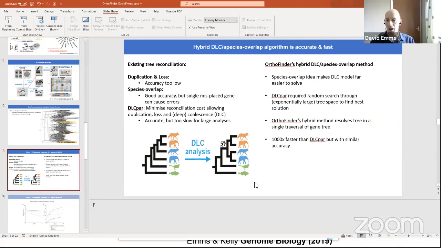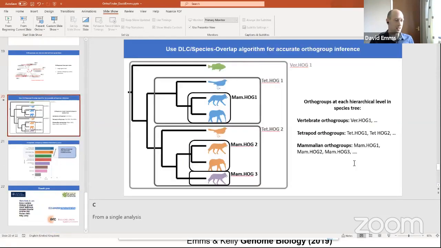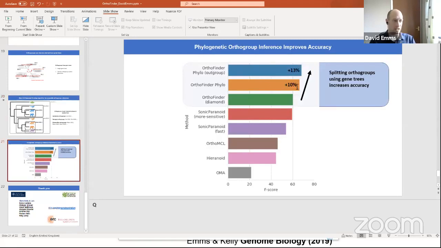So paralogs from duplications before the divergence of the species in question, I assume is the question. So the original OrthoFinder algorithm could sometimes put those together. And so one of the main purposes of this phylogenetic inference of orthogroups is to actually split them up and separate them. And yeah, that was what I was showing at the end, which only came out a couple of days ago, but it does that and increases the accuracy quite a bit as a result.